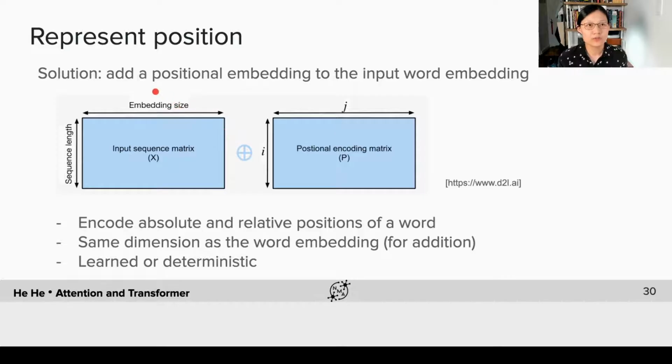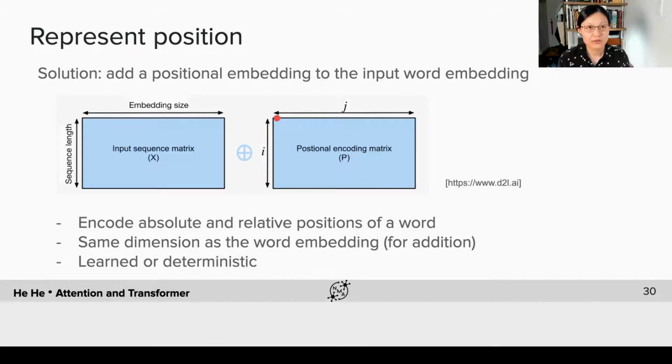Now, in order to represent the position in the input sequence, the solution in the transformer is to add a positional embedding to the input word embedding. Recall that in self-attention, we have this input sequence matrix X, where each row is a word embedding, and then we project this word embedding matrix into key matrix, query matrices, and so on.